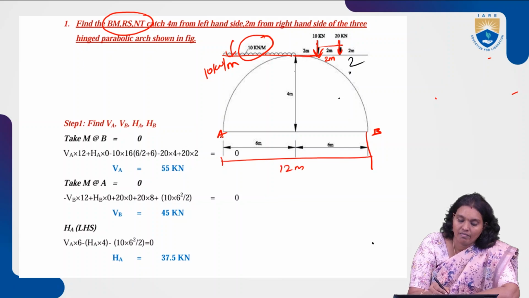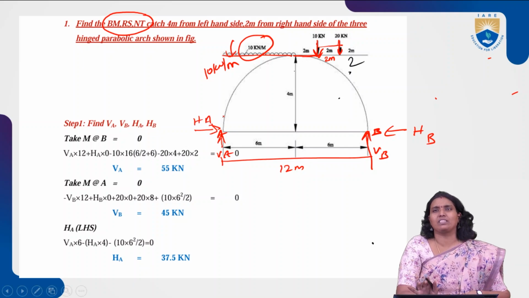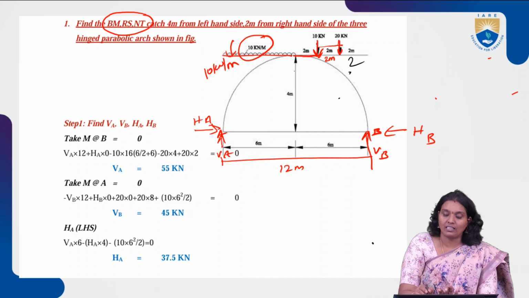12 meters. Vertical reaction at A is VA, vertical reaction at B is VB, and there are horizontal reactions at B and at A. These are the things we know. Now take the moments with respect to B. So what are the moments we will get from this side?